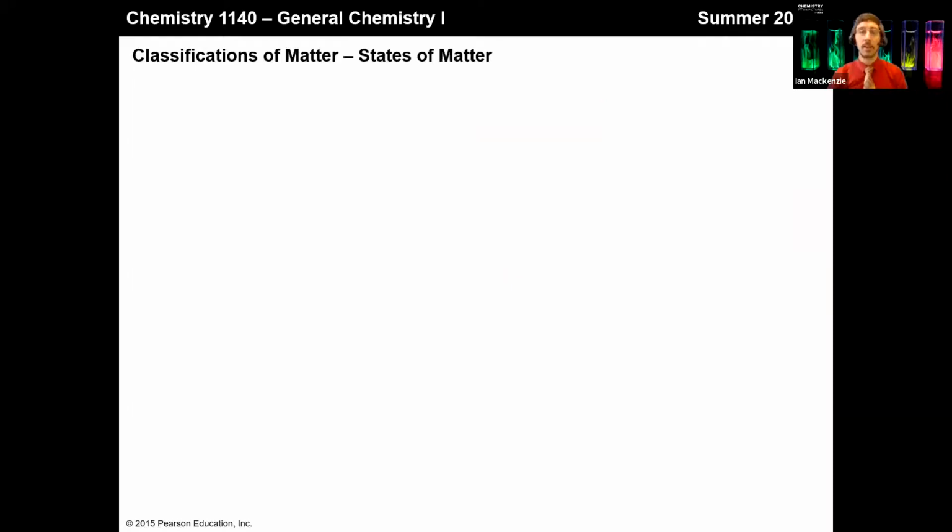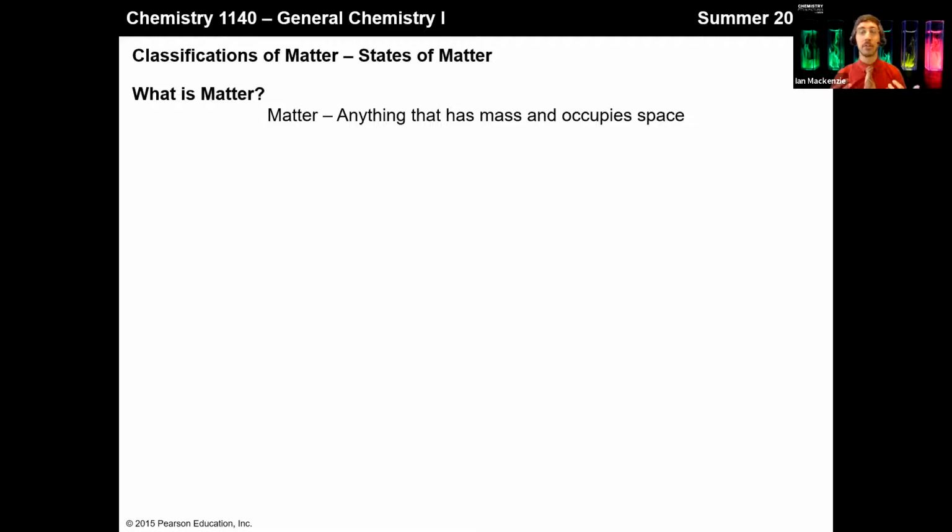All right, let's start our discussion of chemistry by talking about classifications of matter. You may wonder first, what exactly is matter? You've probably heard that term, but may not know an exact definition of it. The definition of matter is simply anything that has mass and occupies space. So most of the things that we see and many things that we can't see have mass and occupy space and would be classified as matter.